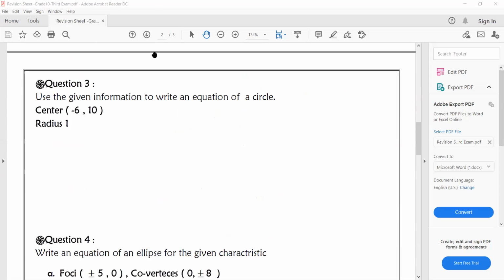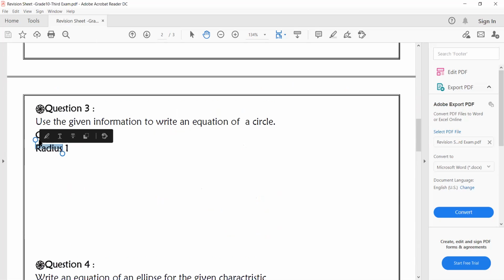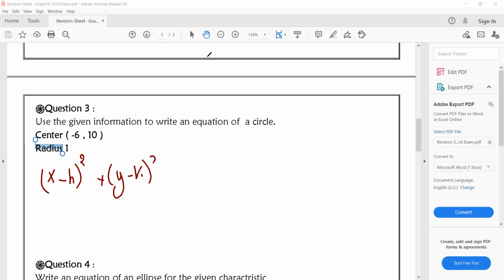Let's now go to question number 3. In question number 3, we use the given information to write the equation of a circle. We know that the equation of a circle is (x minus h) squared plus (y minus k) squared equals r squared. This is the equation of a circle.